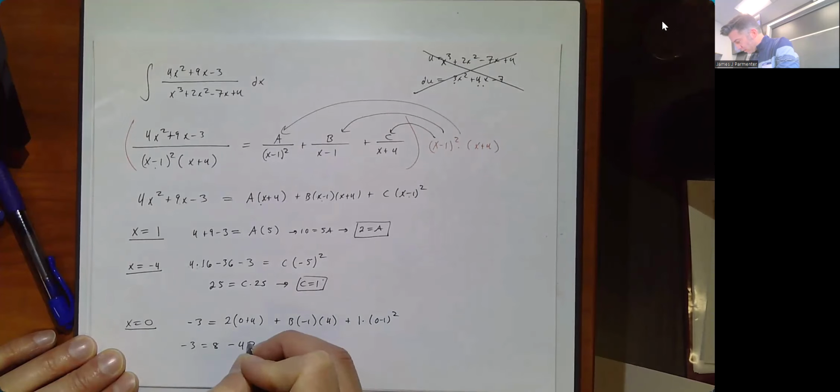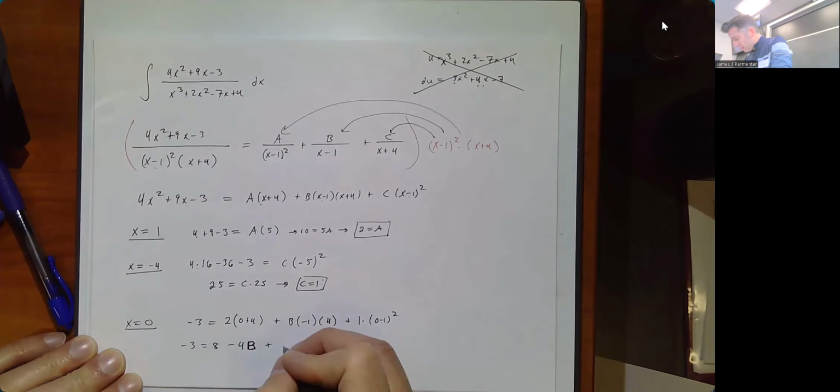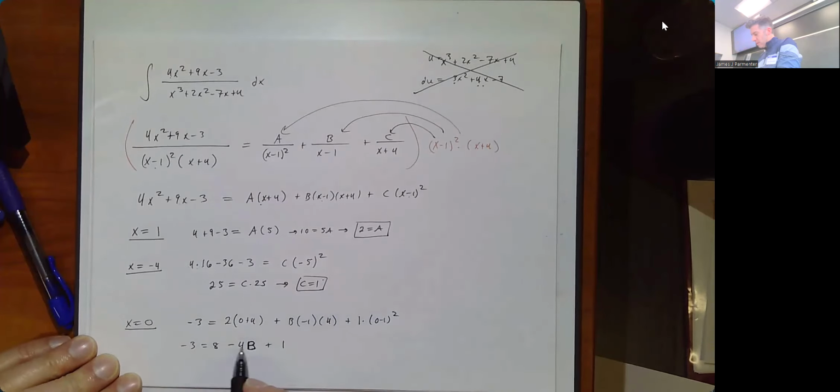Gosh, my B's always look like 13s. Try to be careful with your capital B's and make them not look like 13s. And then let's see, 1 plus 8 is 9, right? Yeah. And then -3 minus 9 is -12. So -12 equals -4 times B. So 3 is going to be what B is equal to.